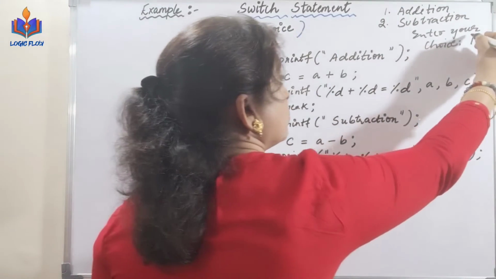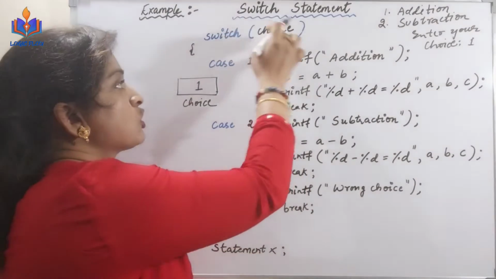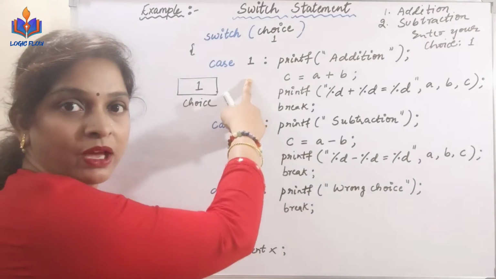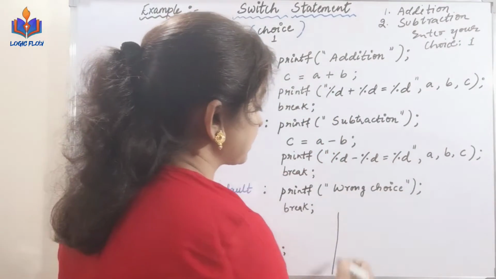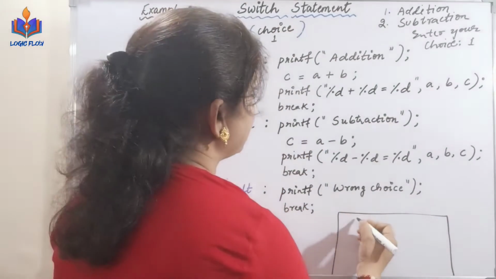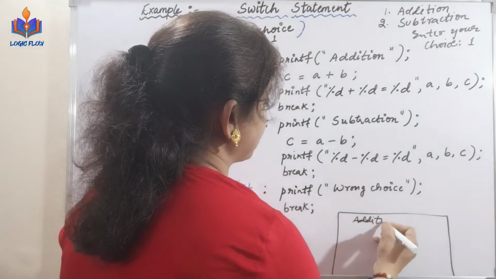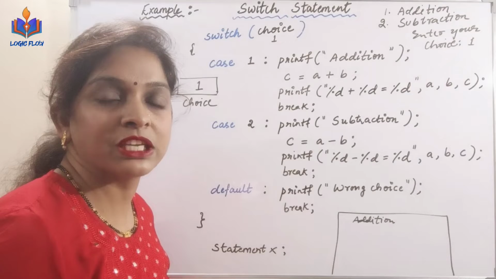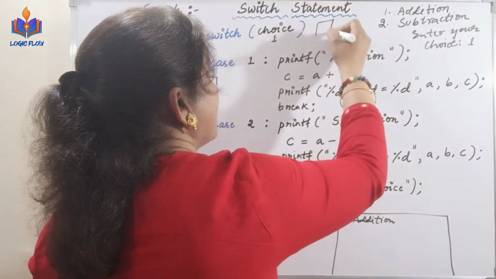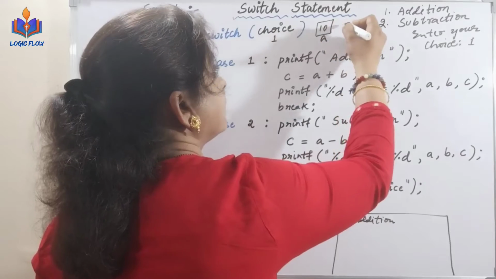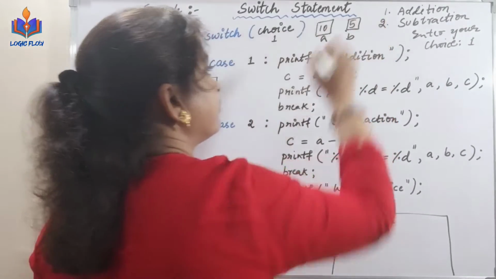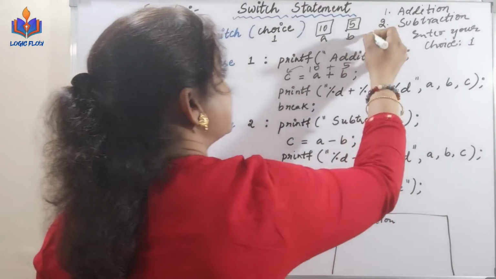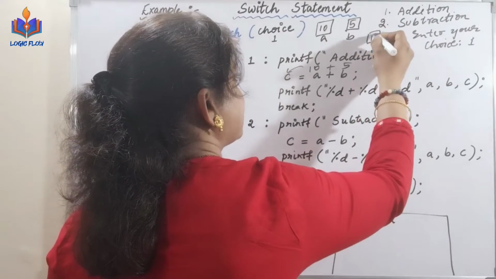So assume I have taken the value as 1. Now I'll say switch of choice. What is the value of choice? It is 1, so it will go to case 1. For the case 1 statement, in the output screen I'll be getting the printf message, addition. So my output screen shows the first message, addition. Then I say c equal to a plus b. Assuming we have initialized some values into a and b, a having 10 and b having 5. So it is 10 plus 5, stored in c. So 10 plus 5 is 15.